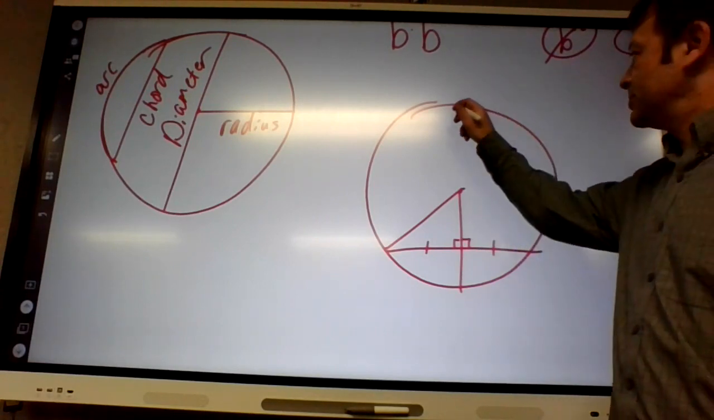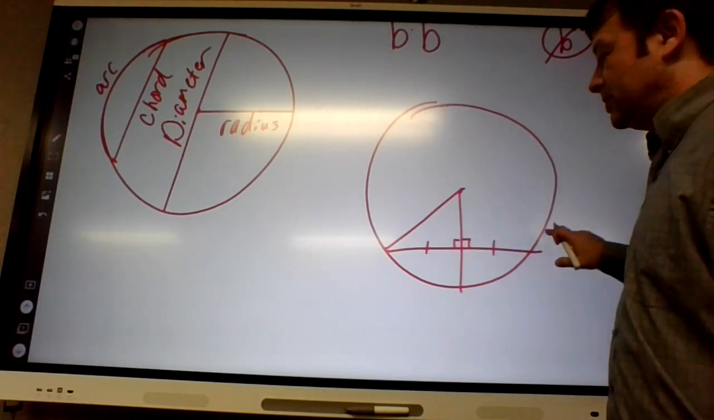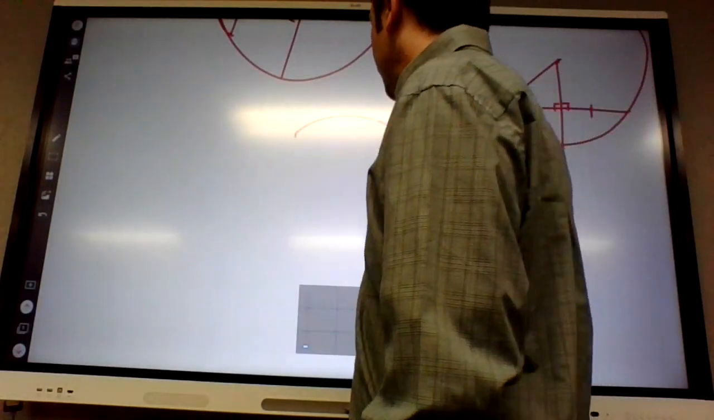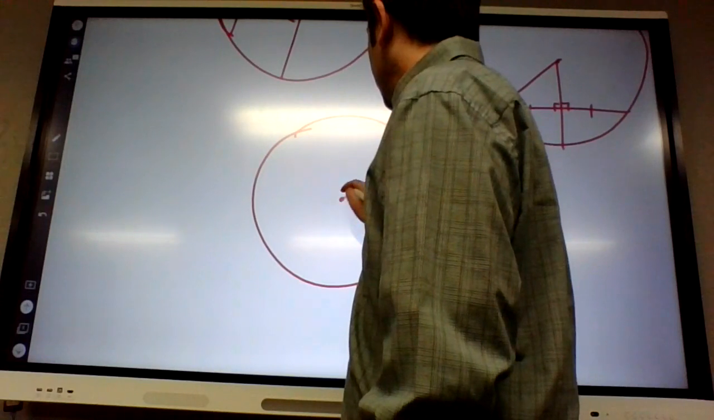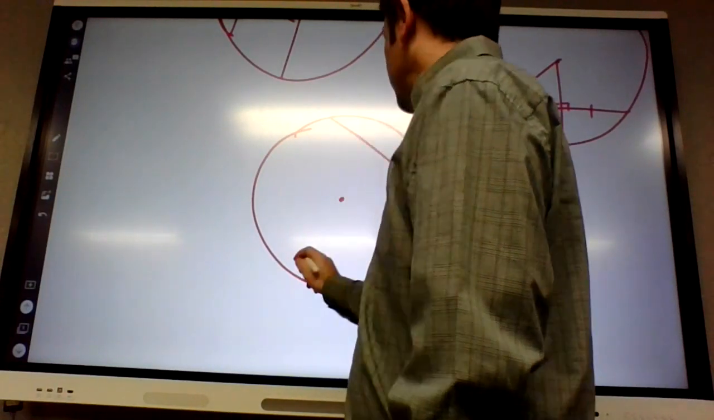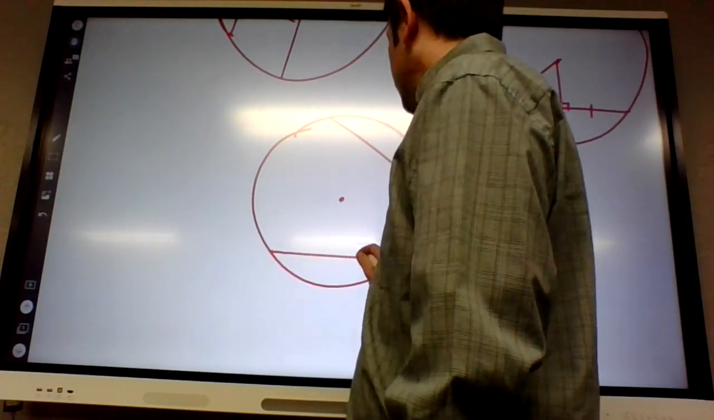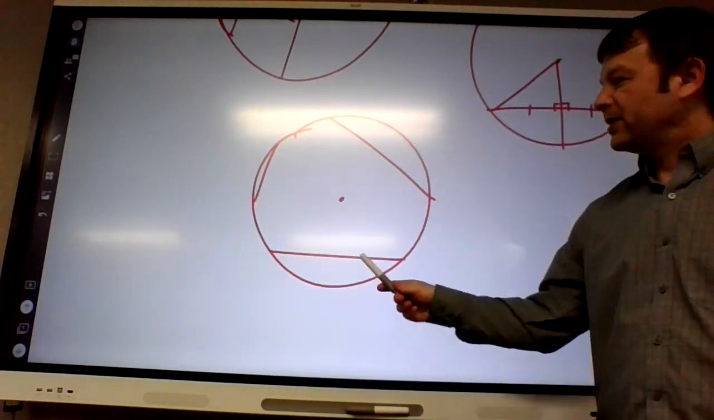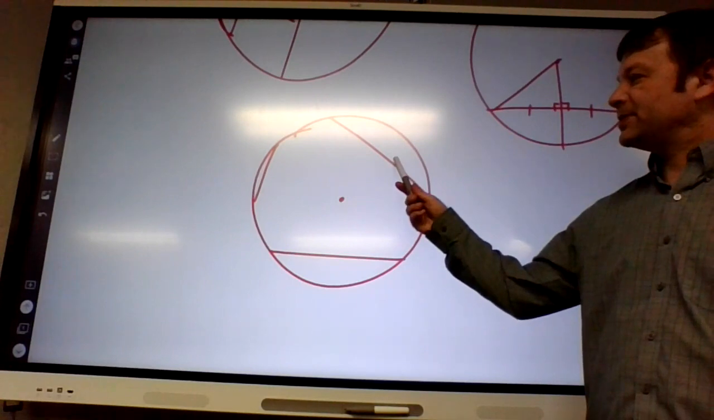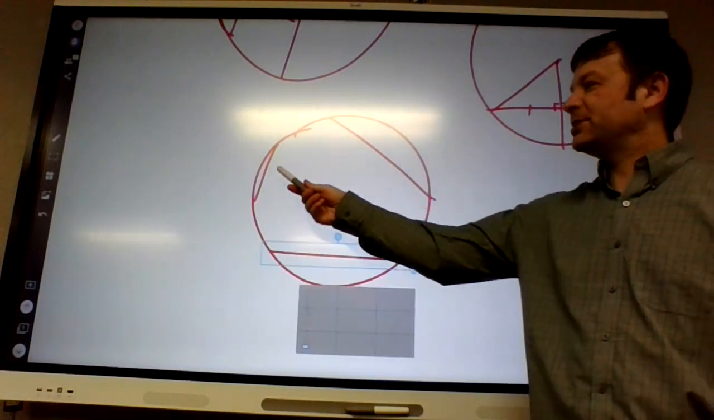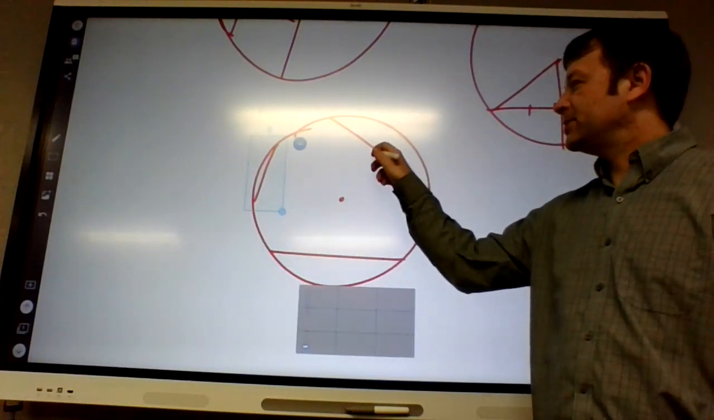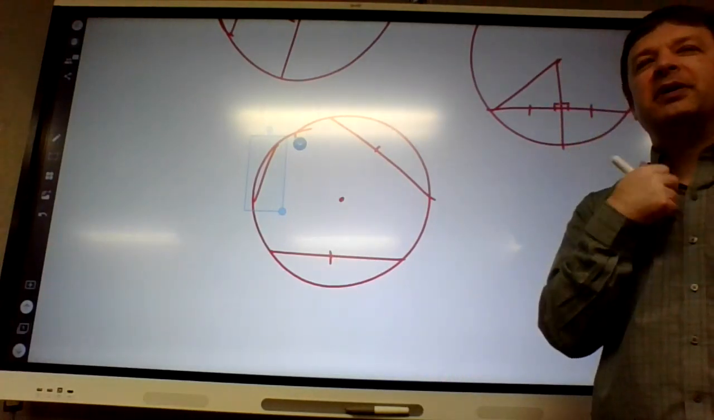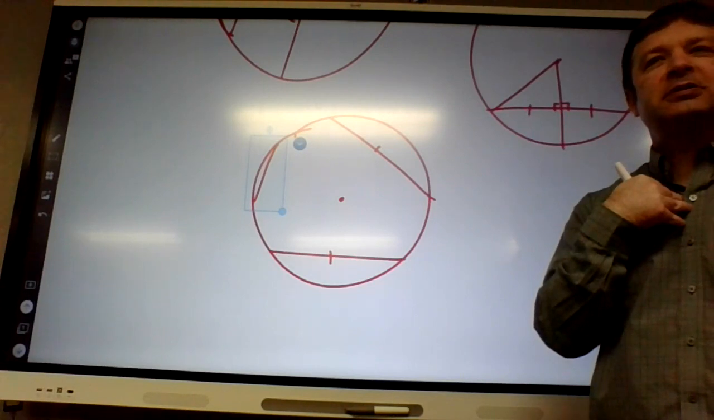Also, if two chords in the same circle are the same length, guess what I can say about these two chords? If they're the same length, and this one is not the same length, but these two are. Well, that's what same length means.